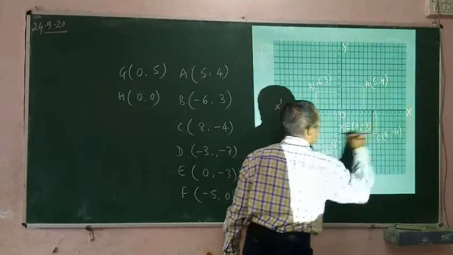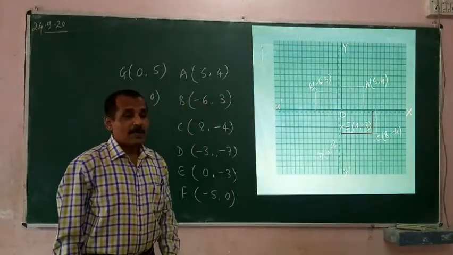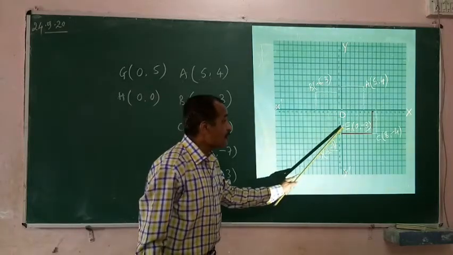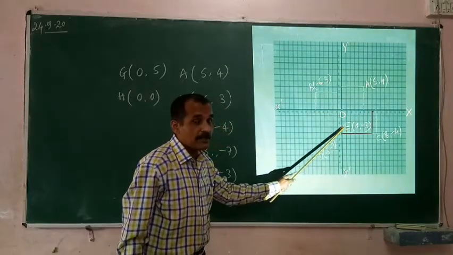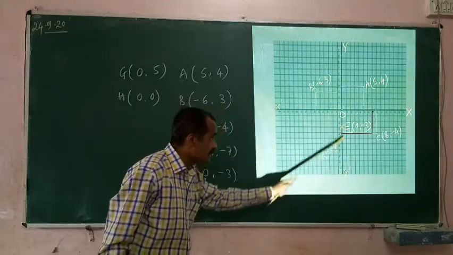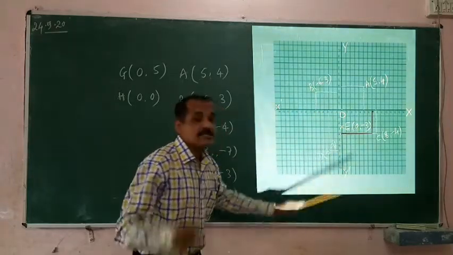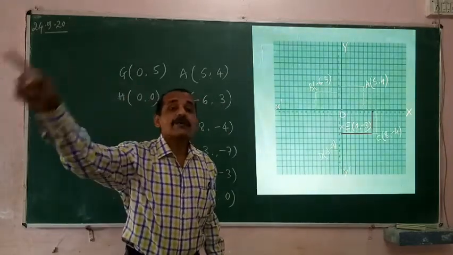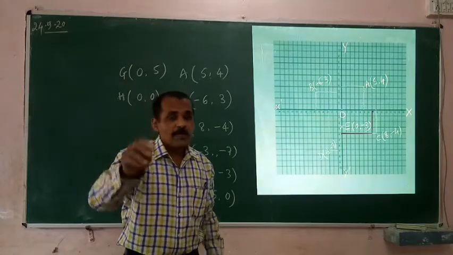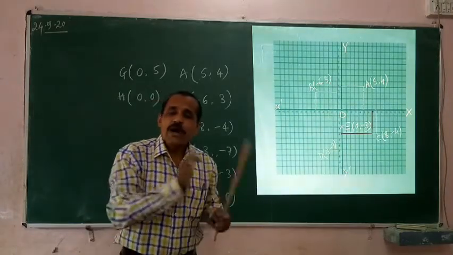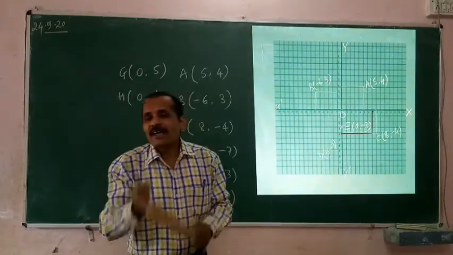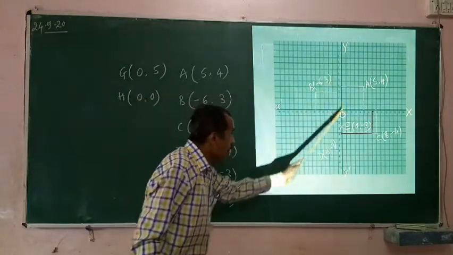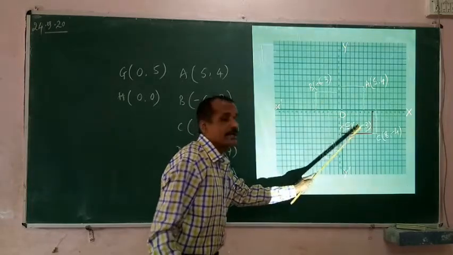0 minus 3. See, in my previous video I have told you, listen very carefully, when the point is on the y-axis, its x coordinate is 0. When the point is on the x-axis, its y coordinate is 0. It is a very, very important statement. When the point is on the x-axis, its y coordinate is 0. When the point is on the y-axis, its x coordinate is 0.